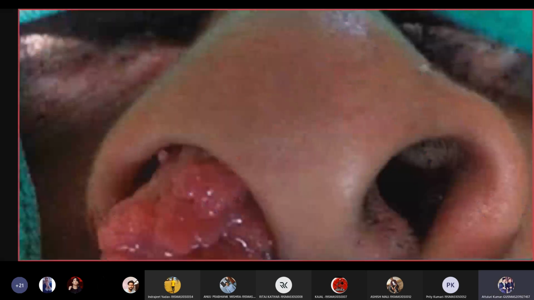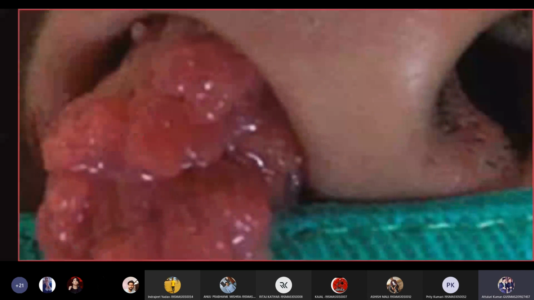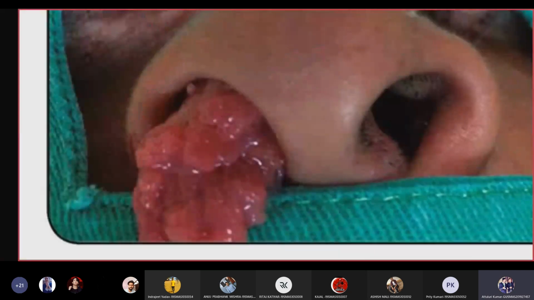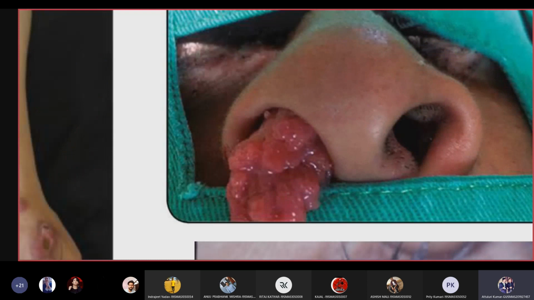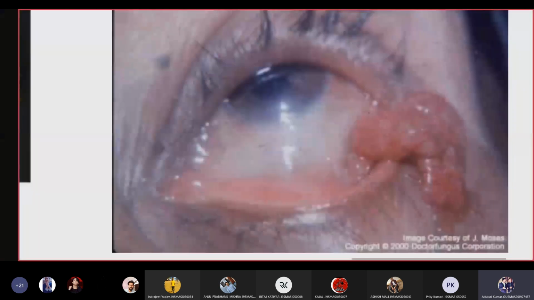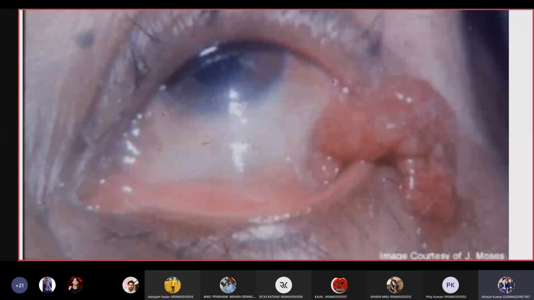So this is the nose of a person, and here you can see a tumor growth emerging from inside the nose. This particular infection is the rhinosporidiotic infection. This rhinosporidiotic infection is caused to the nose. You can also see rhinosporidiosis in the eye. This is also a rhinosporidiotic infection, which happened to be in an eye.